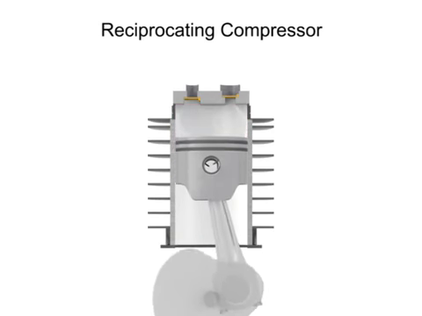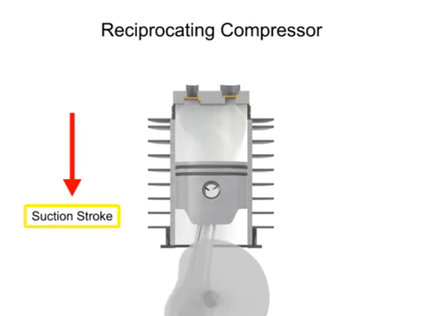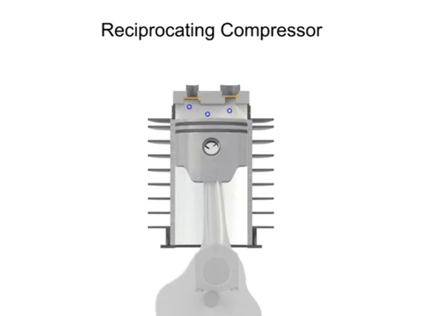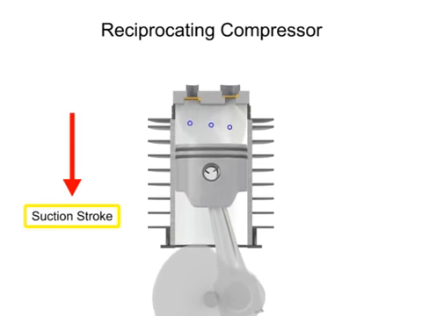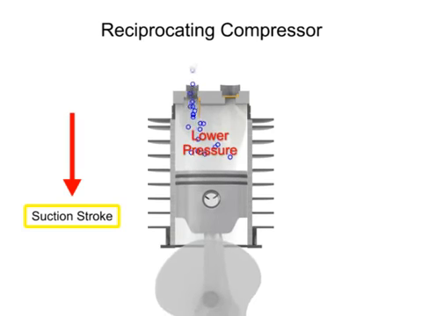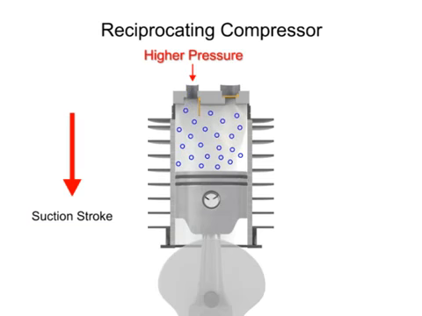The downward stroke of the piston is called the suction stroke. The upward stroke is called the compression stroke. As the piston moves downward on its suction stroke, the volume increases within the cylinder. As the volume increases, the pressure within the cylinder becomes lower than the inlet air pressure. This allows the higher pressure outside air to push open the inlet valve and allow more air into the cylinder.